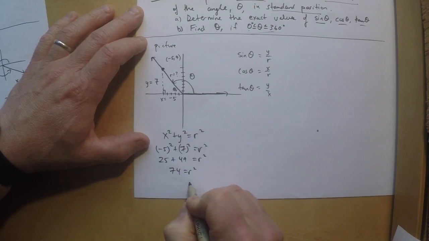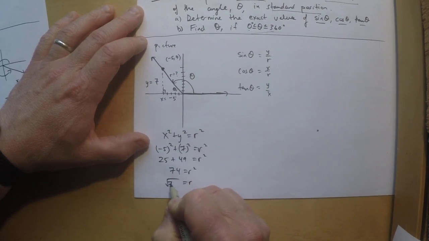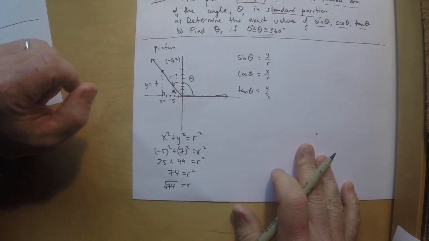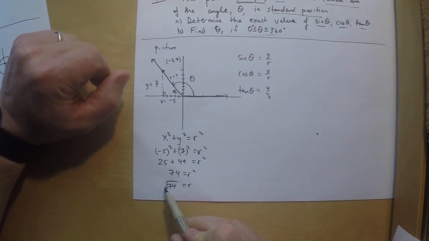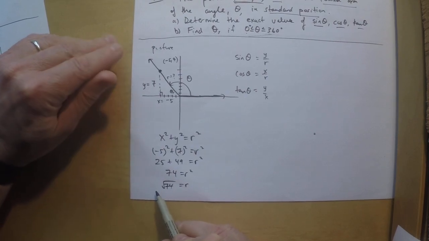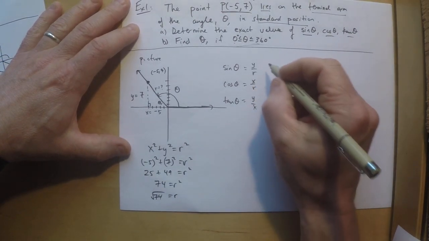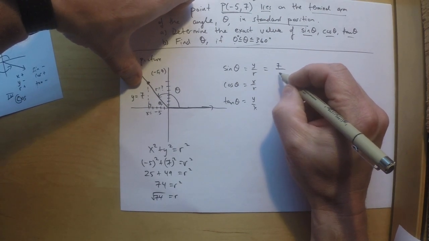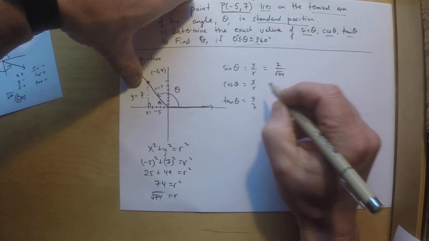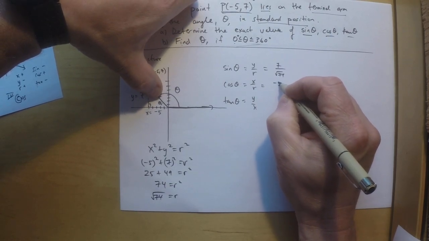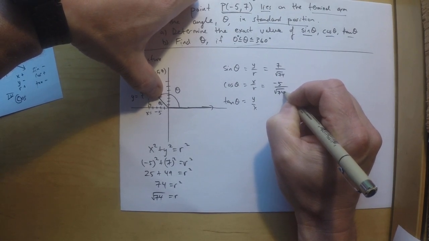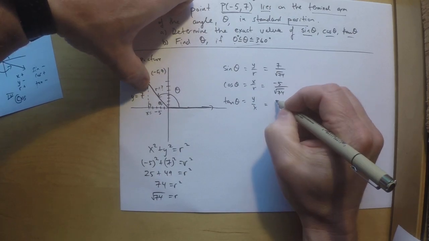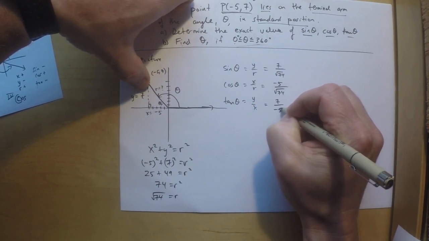74. So r must equal the square root of 74. Now just to avoid ugliness, I could change that to a decimal. I don't feel like it. I'm just going to leave it like that, and then I can look here and say, well, sine theta is going to be 7 over root 74. Cosine is going to be negative 5 over root 74. And tangent is going to be 7 over negative 5.